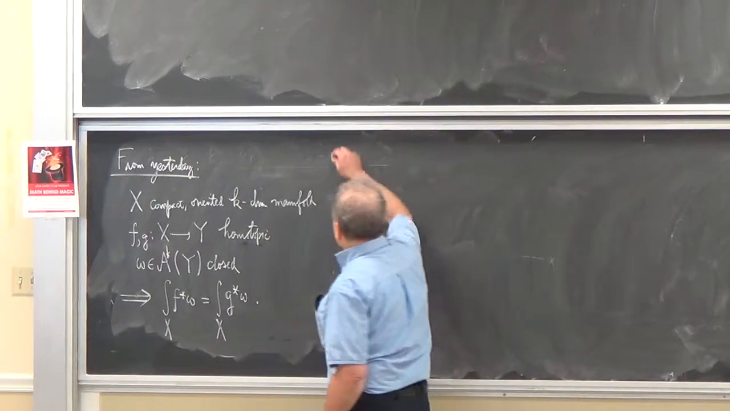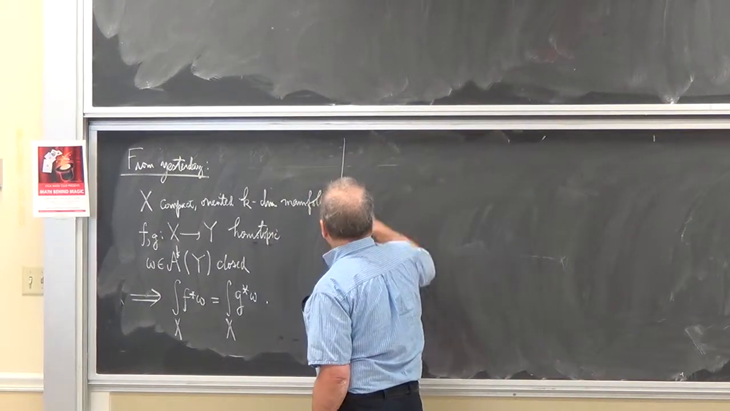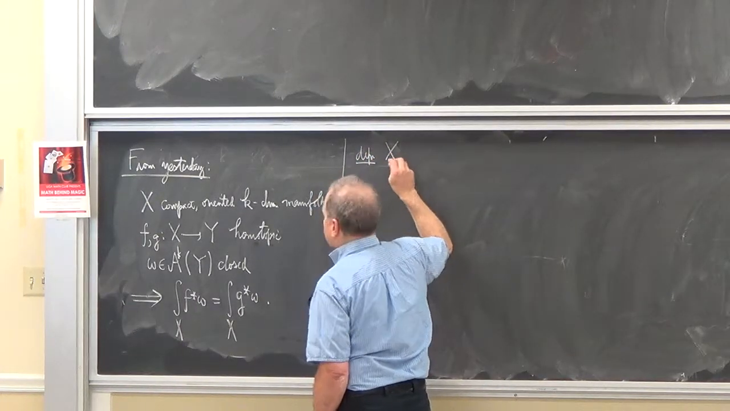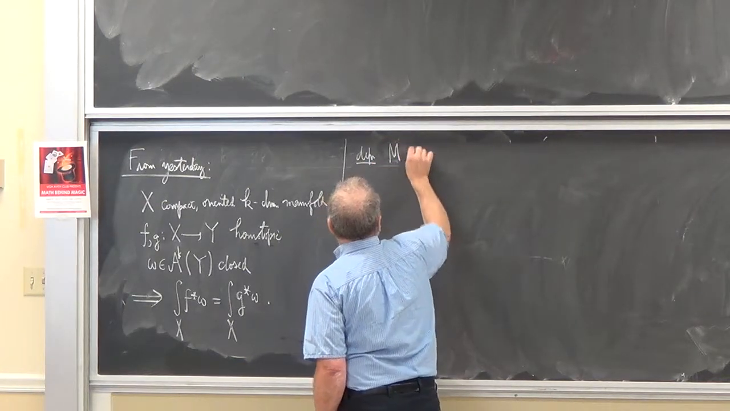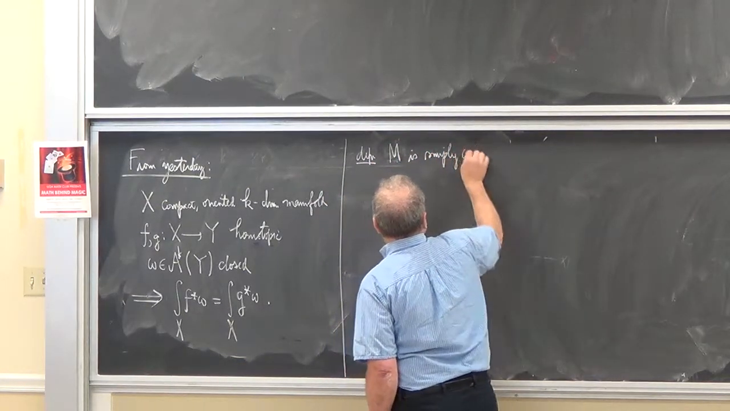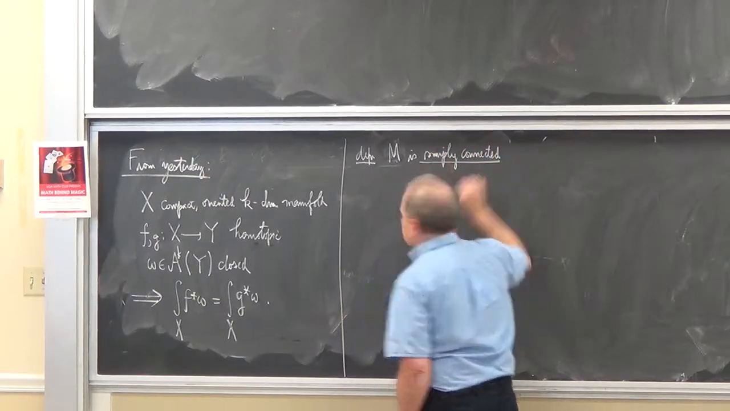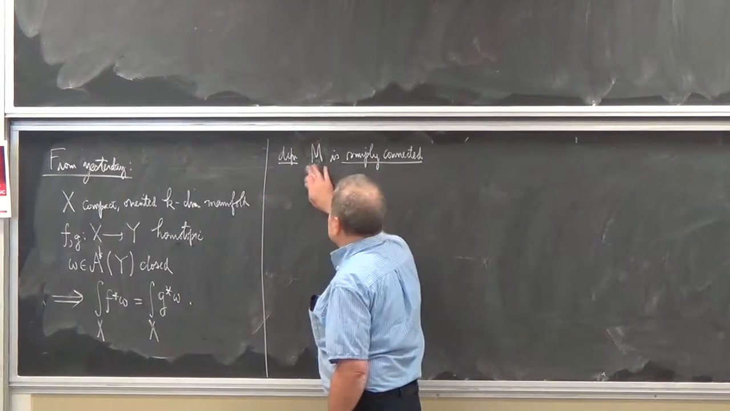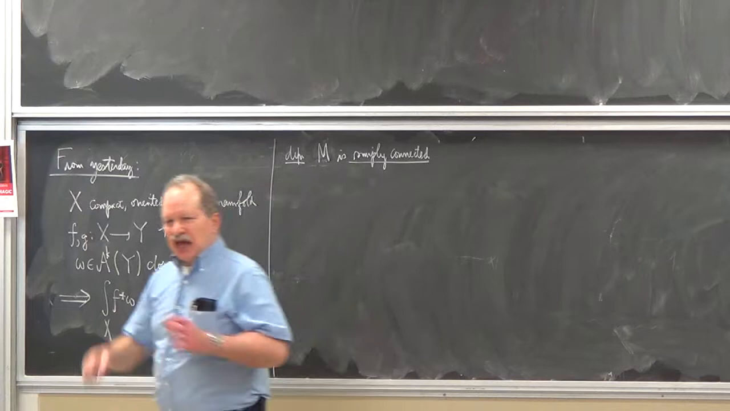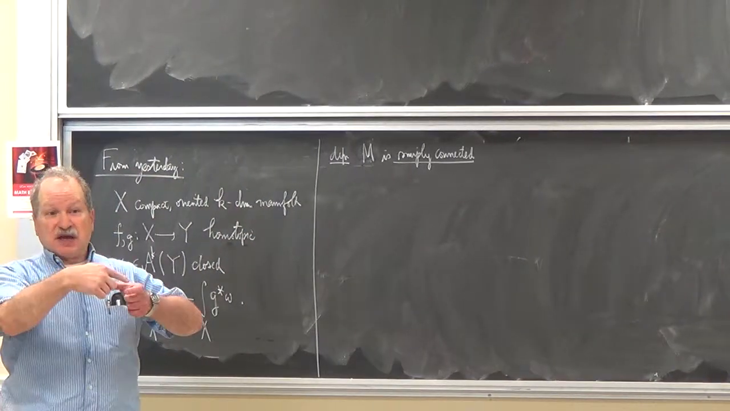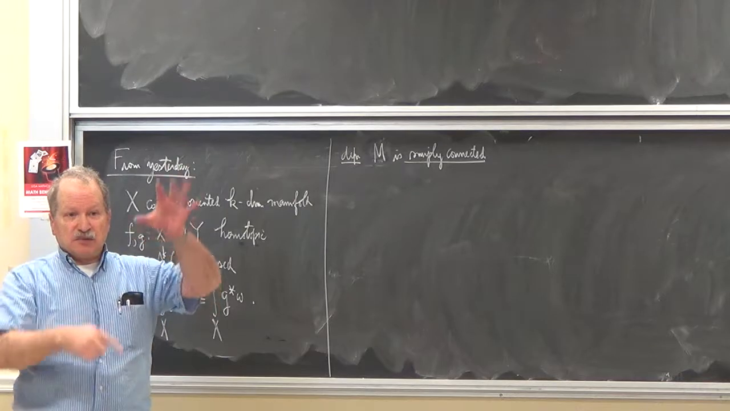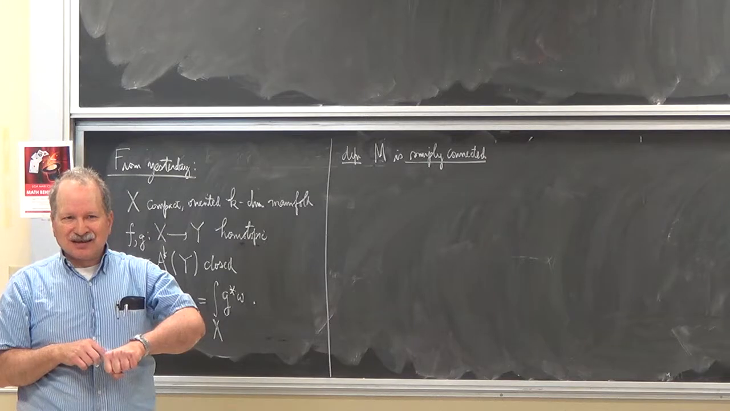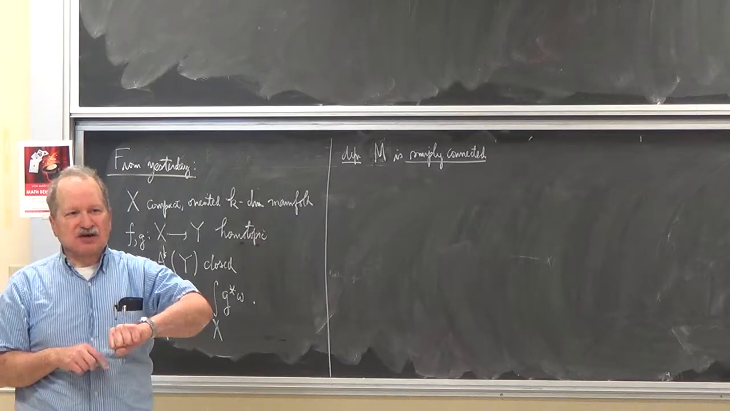Okay, so I want to do applications of this. The first thing I want to point out is a definition: let's say M is simply connected. I don't think I've mentioned that word before. Simple connectivity basically says that any closed curve in your space can be shrunk to a point in a continuous way. In other words, can be homotoped to a constant function.